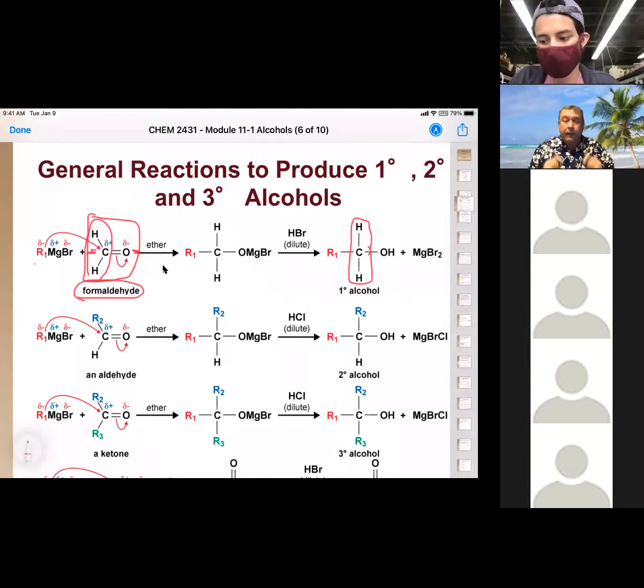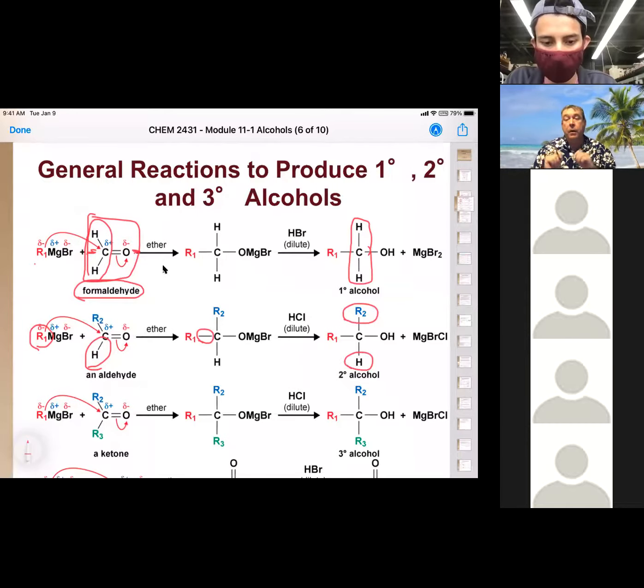However, all other aldehydes will give us secondary alcohols. So we only have 1 hydrogen on our other aldehydes here. That hydrogen stays there. We have attack by our nucleophile, generating our new carbon-carbon sigma bond. After acidification, we have the original R group, the original hydrogen on our carbonyl compound, plus the carbons from our nucleophile. So all other aldehydes generate a secondary alcohol.